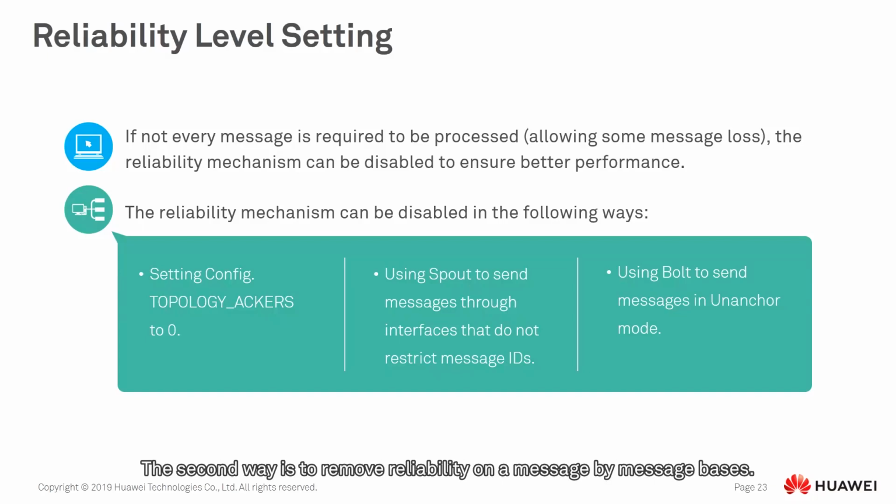The second way is to remove reliability on a message by message basis. You can turn off checking for an individual spout tuple by omitting a message ID in the spout output collector emit method. Finally, if you don't care if a particular subset of the tuples downstream in the topology failed to be processed, you can emit them as unanchored tuples. Since they are not anchored to any spout tuples, they won't cause any spout tuples to fail if they are not acked.